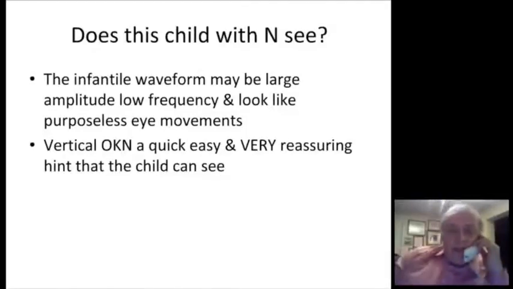One issue with nystagmus is, does this child see? The early infantile waveform was shown by Reinecke's lab decades ago. The early infantile waveform can be large amplitude, low frequency, and this looks just like purposeless eye movements. And if you have an infant with purposeless eye movements, a very simple and effective test is look for vertical OKN. If the infant has vertical OKN, it's a quick, easy, cheap test, and it's a very reassuring hint that the child can see.